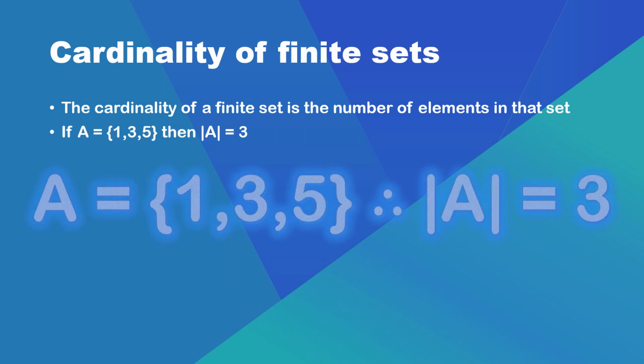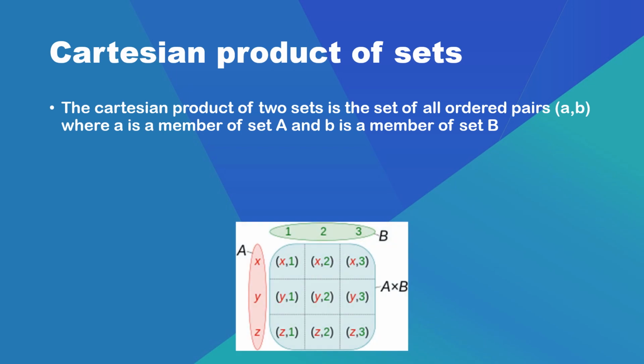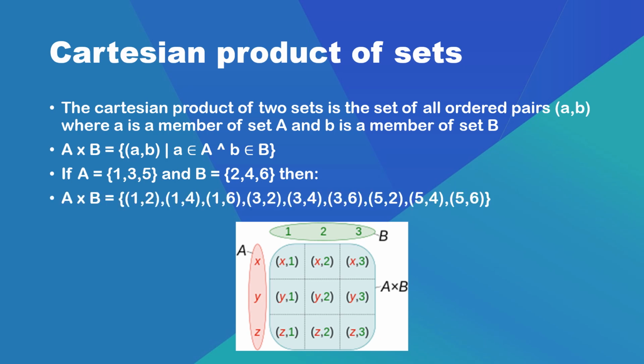So if set A contains the values 1, 3, and 5, then the cardinality of set A is 3. The Cartesian product of two sets is the set of all ordered pairs (a, b), where a is a member of set A and b is a member of set B. The Cartesian product is pronounced A cross B. So if we had A containing 1, 3, and 5, and B containing 2, 4, and 6, then all the combinations of ordered pairs would be (1,2), (1,4), (1,6), (3,2), (3,4), (3,6), (5,2), (5,4), and (5,6).